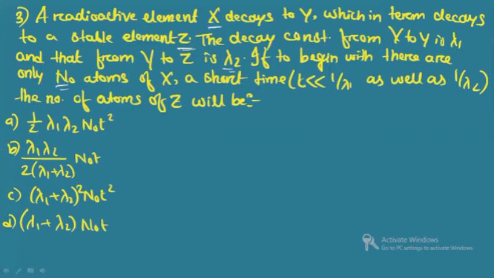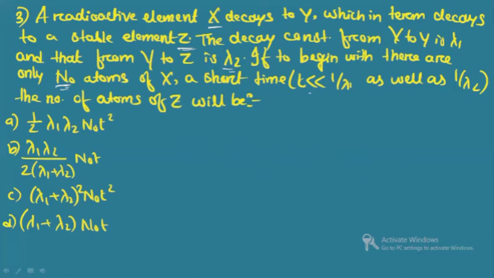So it is very simple. X is decaying into Y. Y is unstable. Again, Y is decaying into Z. Z is stable. The decay constant for X to Y is lambda 1, Y to Z is lambda 2. So at the beginning, at the initial point, n naught number of atoms were there for X, and a short time T is there, and T is very less than 1 by lambda 1, as well as less than 1 by lambda 2. So you have to find the number of atoms of Z.